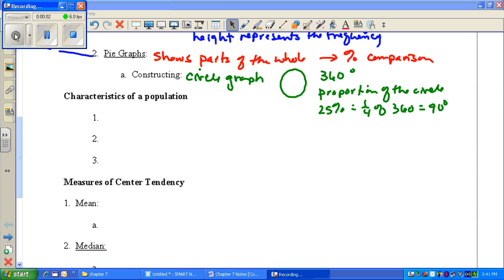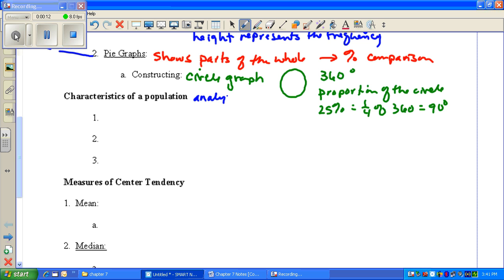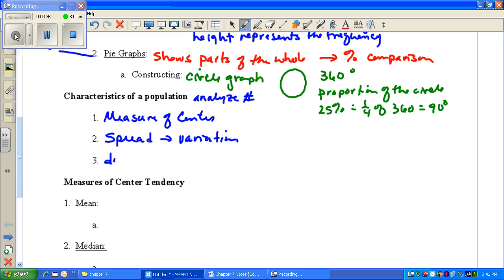Second lecture on section 7.1 statistics. We're going to start looking at characteristics of a population. In other words, we're going to analyze the data that we get numerically. Some things we're going to be looking for are, first of all, the measure of center, and we'll be discussing this later. The spread, which has another name, variation. This will come in section 7.2, as well as the distribution.